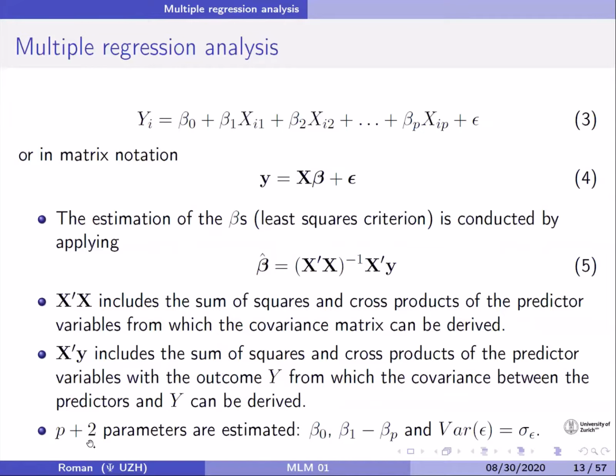We will always estimate P plus 2 parameters. That is because we will always have an intercept and a variance of the residual term, leaving us with P slopes added.